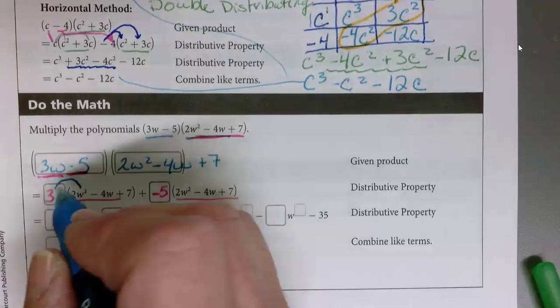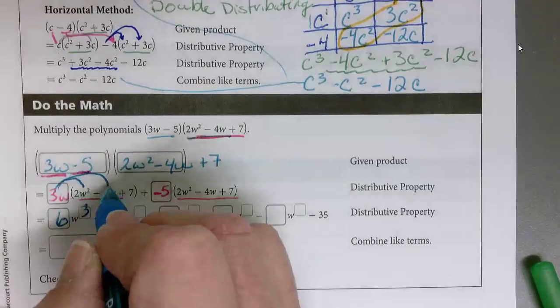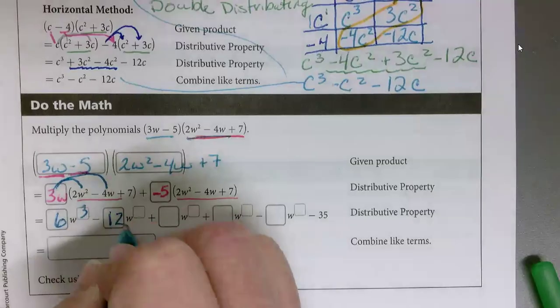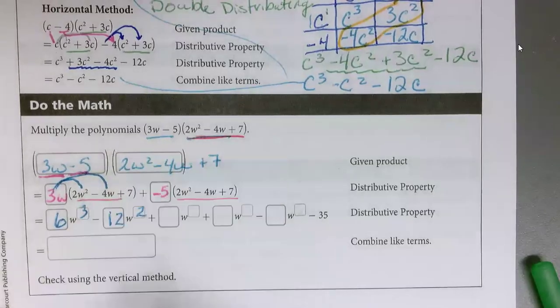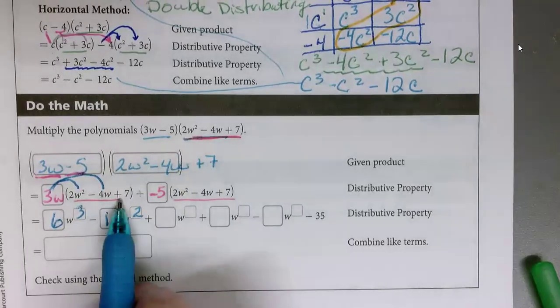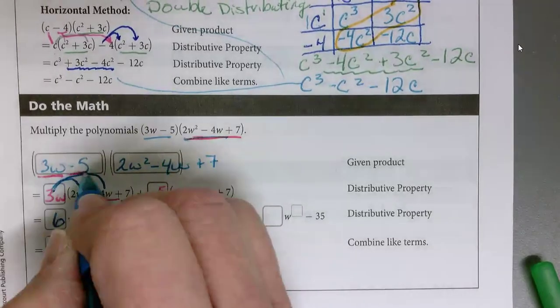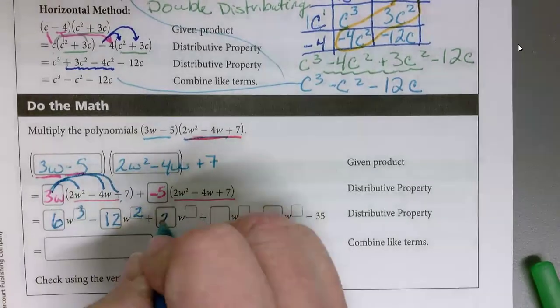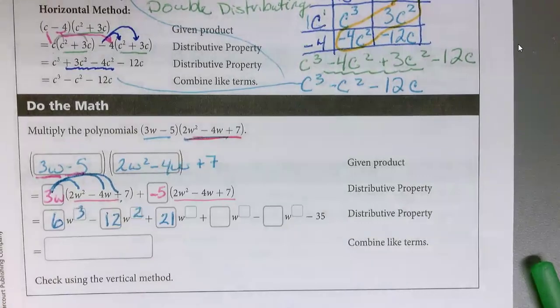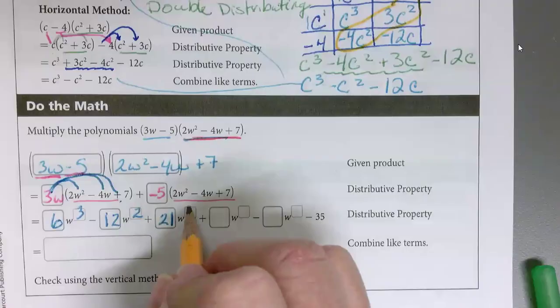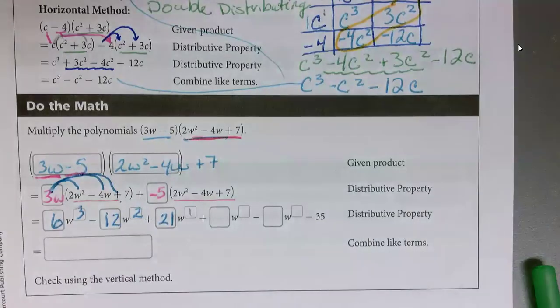Then we have to do it again. 3w times minus 4w. They did give us the minus here. That is going to give us negative 12w squared, because we've got 2 of them, right? Then we've got plus 7. I still have to multiply one more time, right? 3w times 7 is going to be 21w. You could write to the first power if you wanted to, but I would not. We don't normally write it.